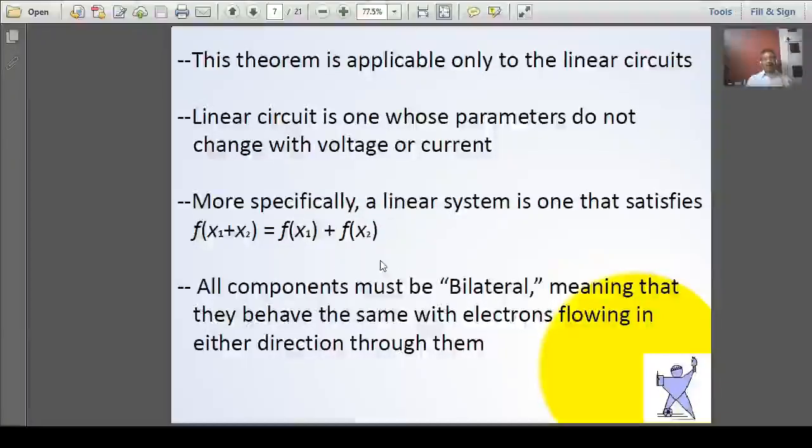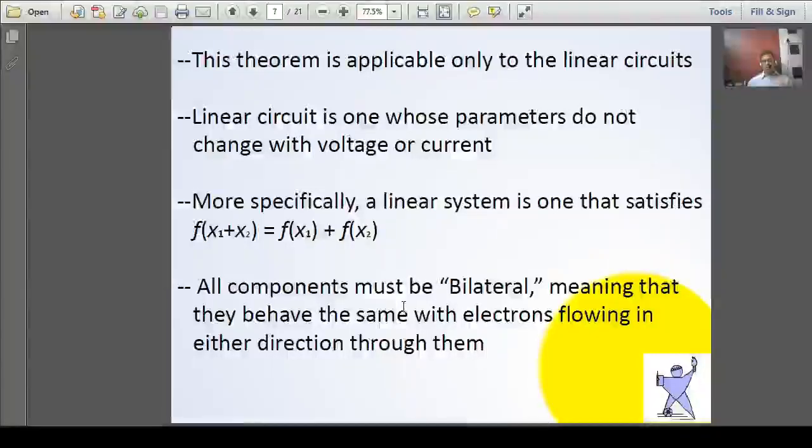The second important thing of the superposition theorem is that the circuit in which we are applying superposition theorem must have components which are bilateral. The meaning of bilateral is that the current must flow in both directions without changing the property of that element. We know the best example of the bilateral element is the resistor. The current in the resistor can flow in both directions without having the change of property of resistor.